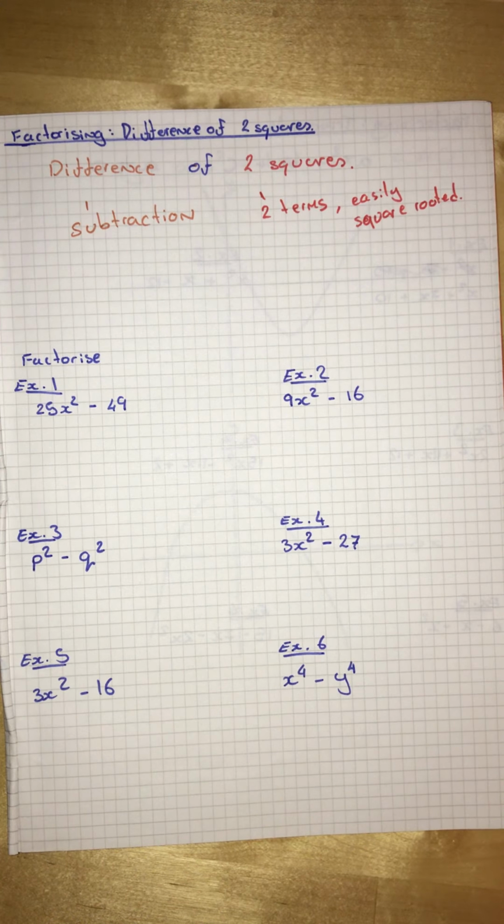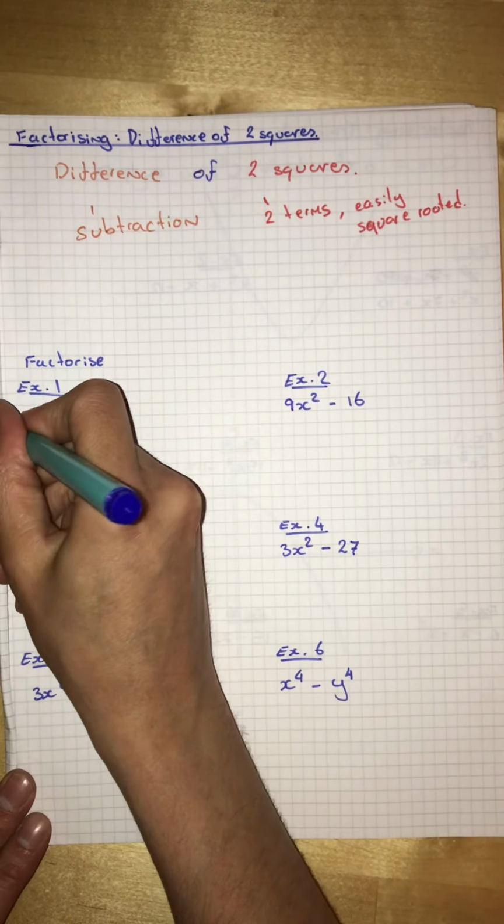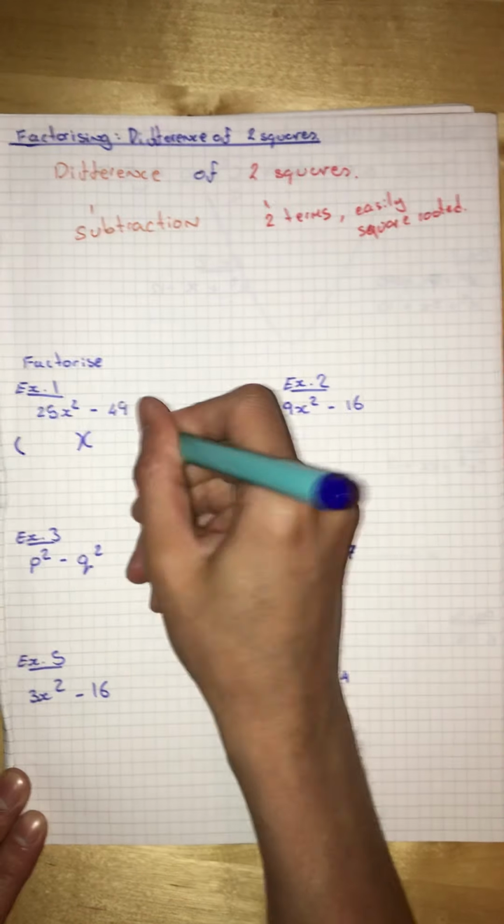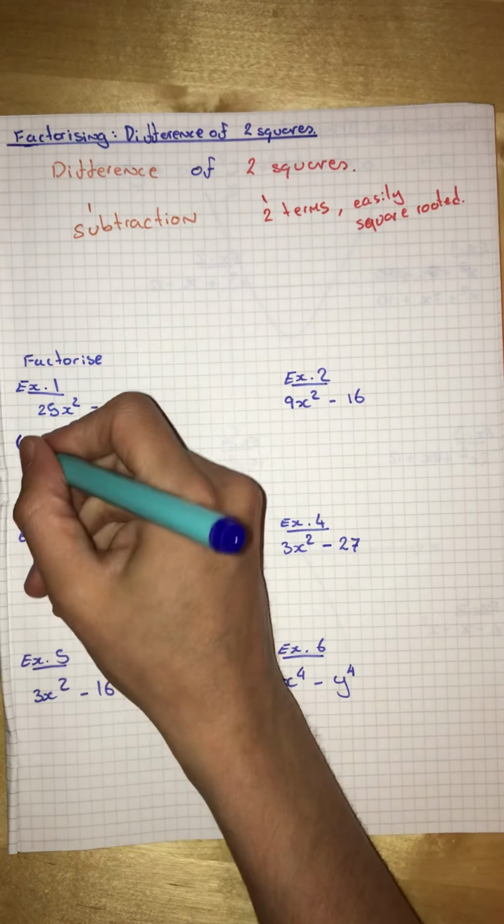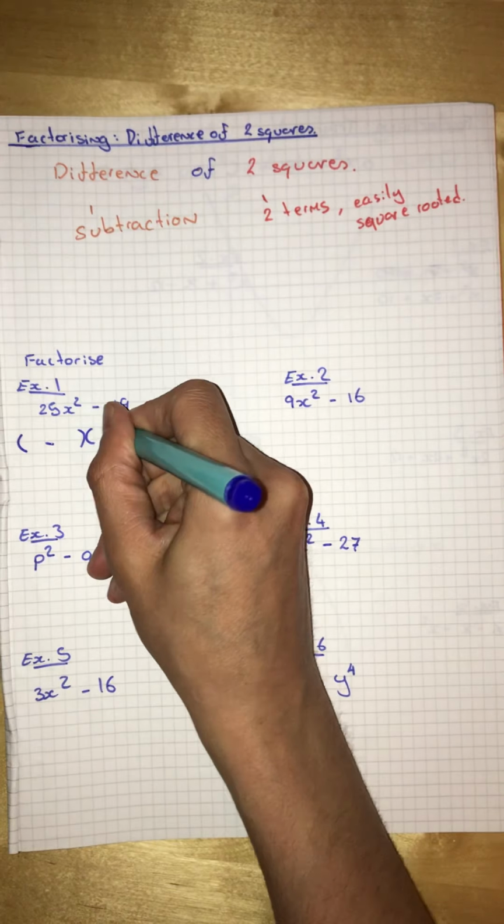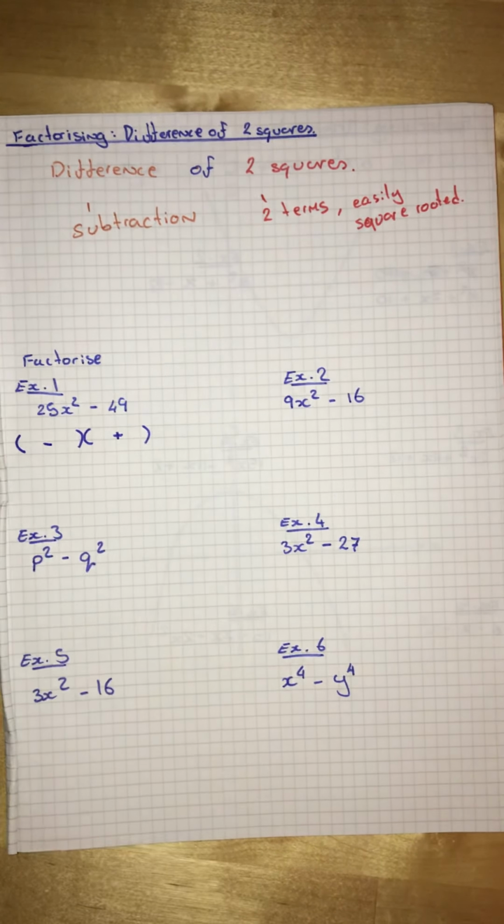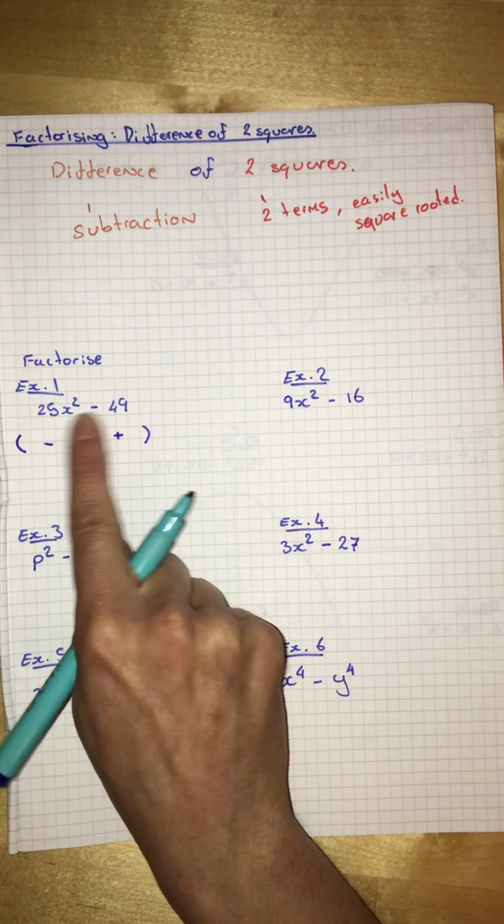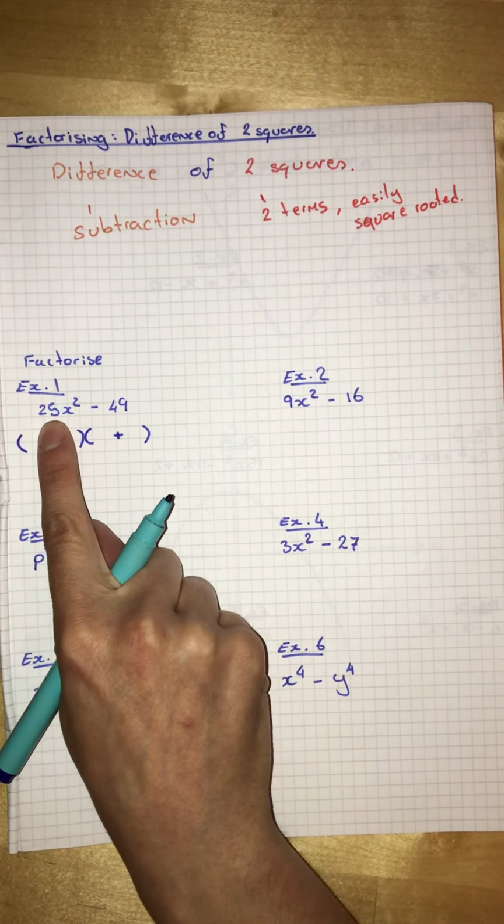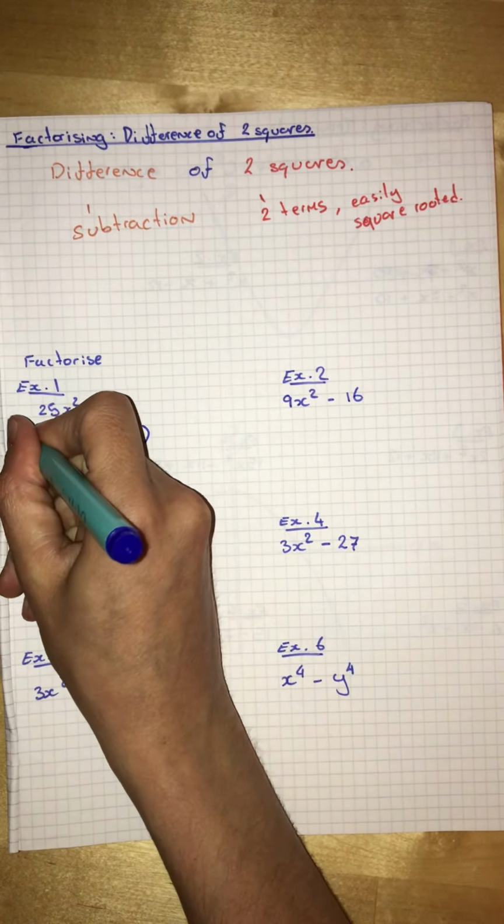Okay, so we're going to end up with two brackets. Factorising means putting into brackets, and one of them is going to be negative and one of them is going to be positive, and there's going to be two terms in each of them. All we need to do, if we can recognise this is difference of two squares, is ask what's the square root of 25? It's 5.